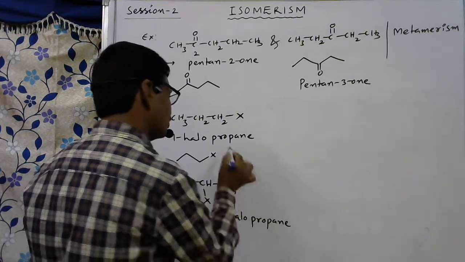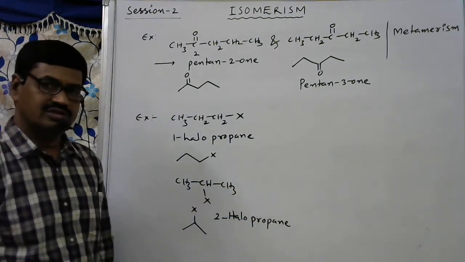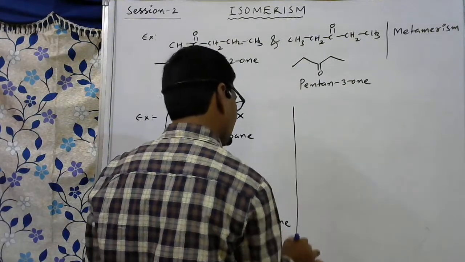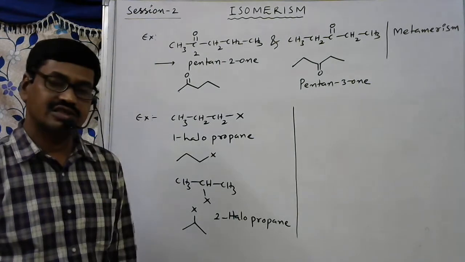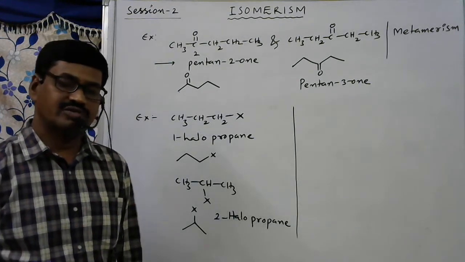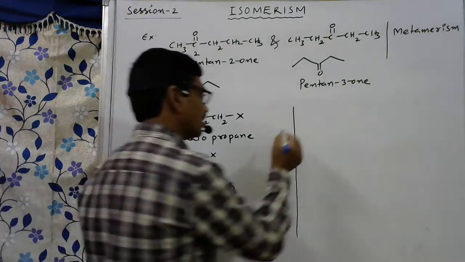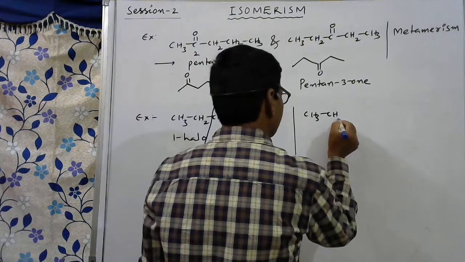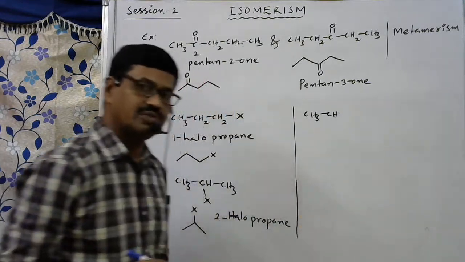This is also position isomers. But here, for alkanes, only for alkanes, to get position isomerism, minimum how many carbons are required? See here, for alkane I am writing first CH3, CH3. This is ethane. Ethane will not give any position isomerism.